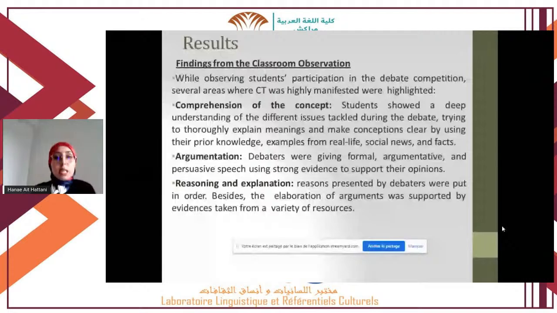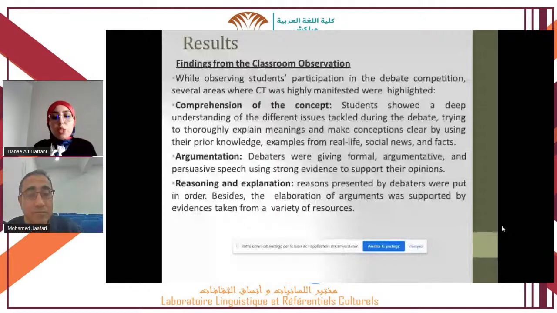Then we have reasoning and explanation. The evidence or reasons presented by debaters were put in a clear and comprehensible order, from the most important to the least important. Besides the elaboration, arguments were supported by evidence taken from a variety of resources such as books, new media, and the internet, and here students were trying to avoid all kinds of bias, generalization, or distorted information.